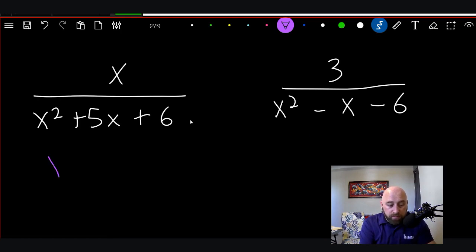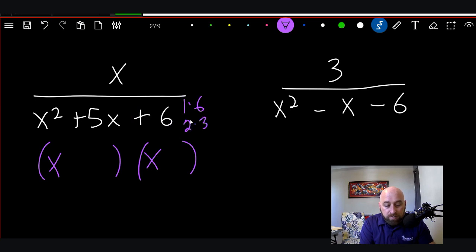Let's factor this one. So we're going to get x, parenthesis. This is a quadratic. And we're going to get 6. We have 1 times 6, and we have 2 times 3. The 2 and the 3 are what we need because we need to get to a 5. So plus 2, plus 3.